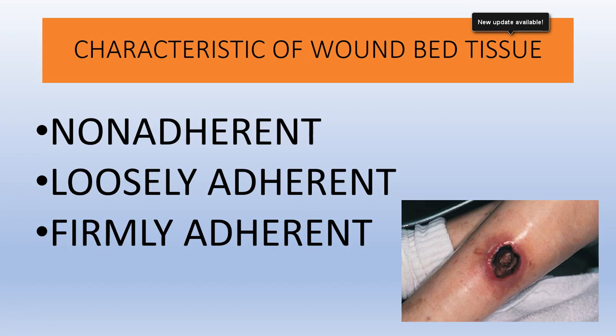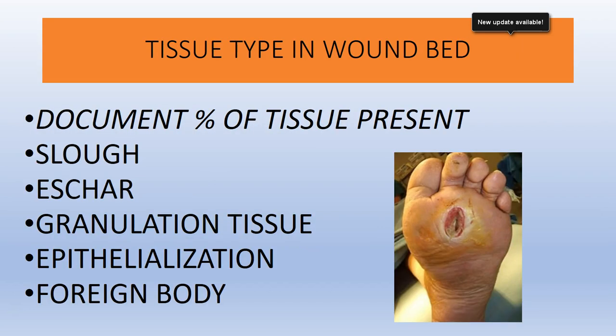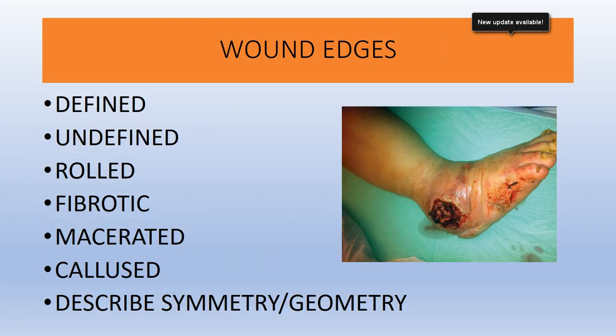You want to describe the characteristics of the wound bed tissue. Is the tissue that's present a non-viable tissue? Is it non-adherent? Is it loosely adherent? Or is it firmly adherent to the underlying ulcer bed? The type of tissue that's in the wound. You want to document not only the type, but the percentage. How much is slough? How much is eschar? How much is granulation tissue? Whether or not there is epithelialization, and whether or not there is any foreign body that is present.